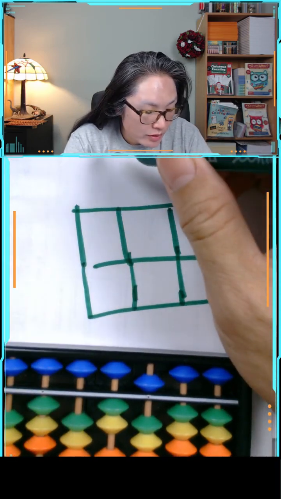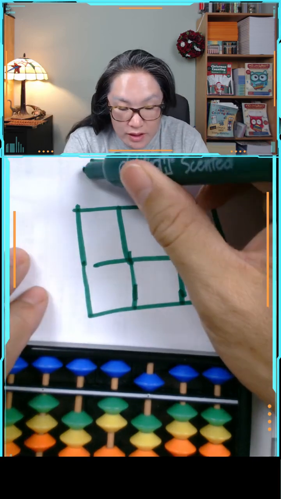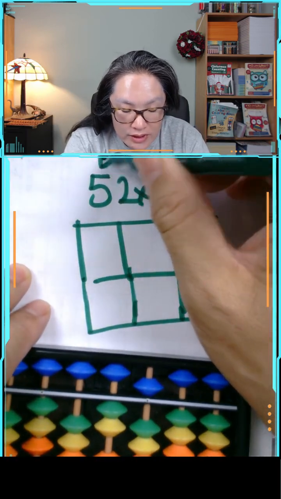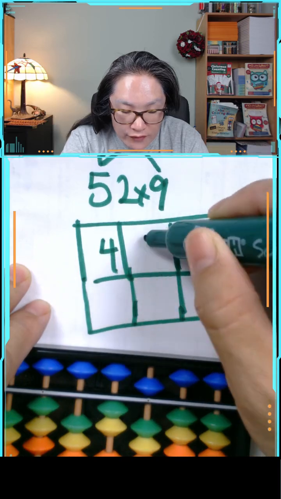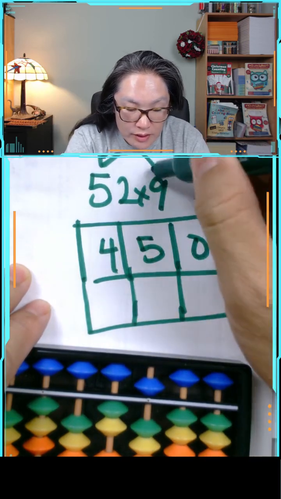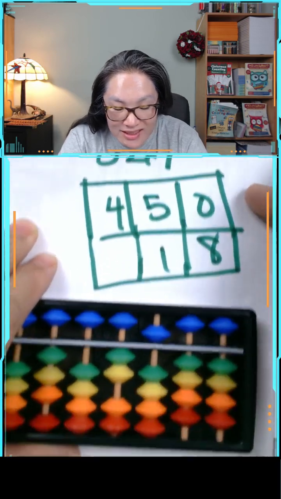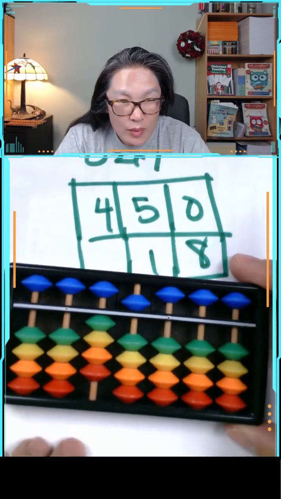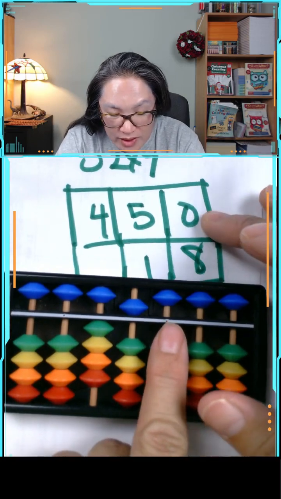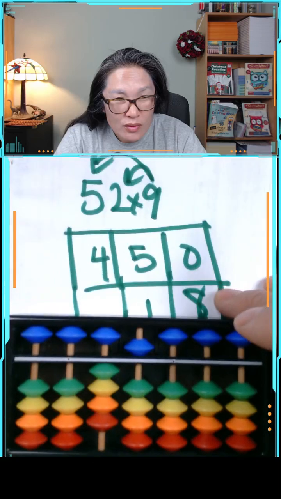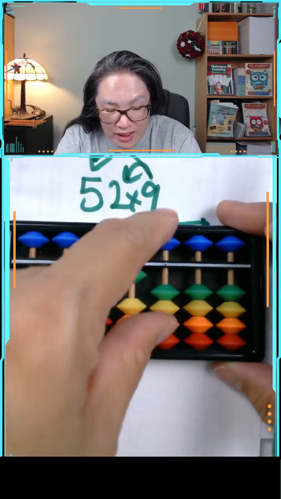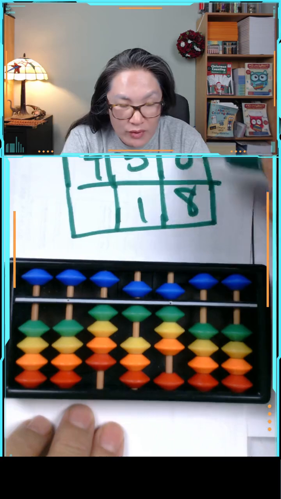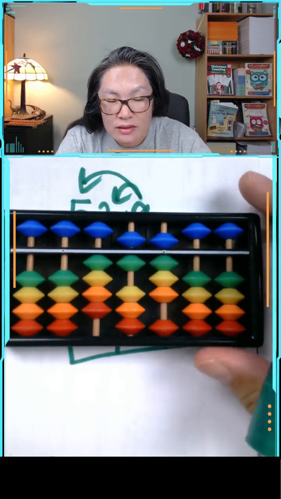So if I had the question 52 times 9, right? So we do this, 45, but then you do the 0. And then you do this, it would be 18. Which is exactly what we do on the abacus, because it's 45 on the abacus. But we don't need to worry about the 0. But you have to worry about the 0 because you're writing it. So that's the difference. And then we do 18, add the 1, add the 8. So the difference is what? Well, you're writing it out on a piece of paper, or you do it on the abacus.